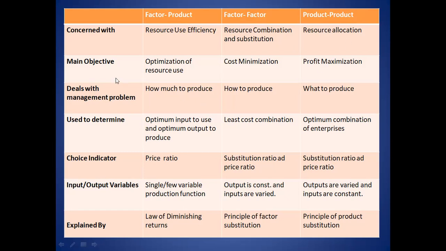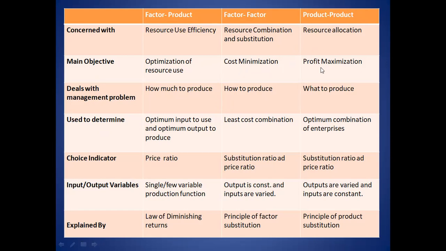Next one is, what are the main objectives? For factor-product, the objective is how we can optimize the resource use, so optimization of resource use. For factor-factor, here we are doing substitution or combination of 2 resources. Resource means what? Input. For the input we have to expend some cost. So here our objective will be cost minimization.